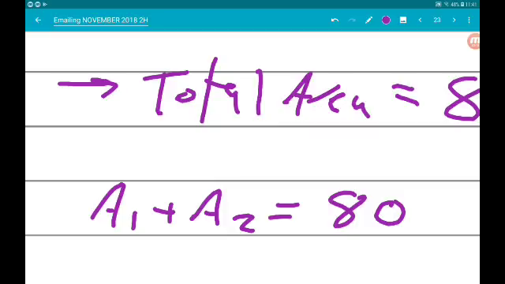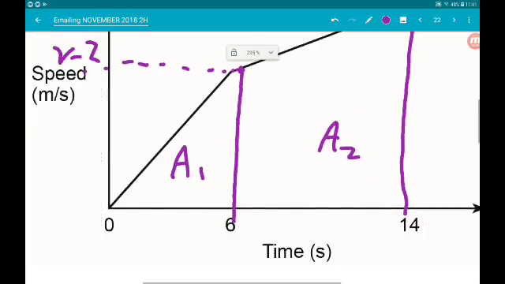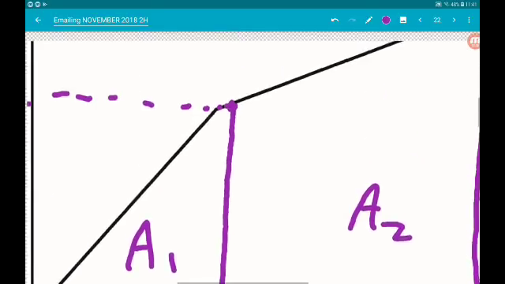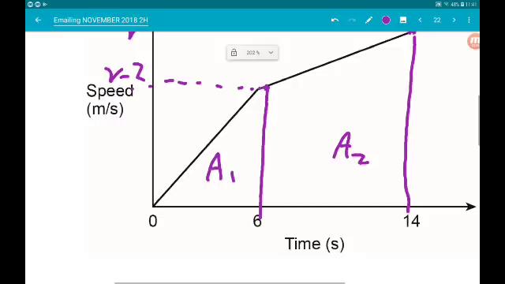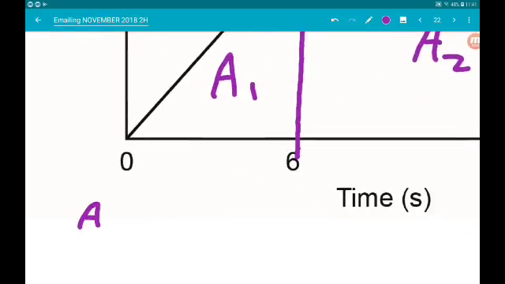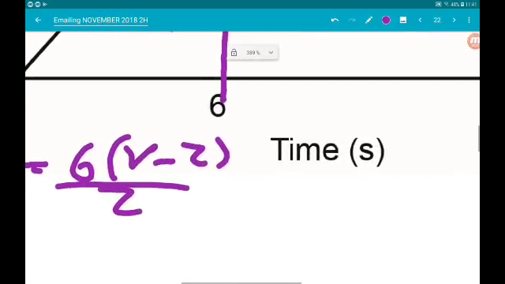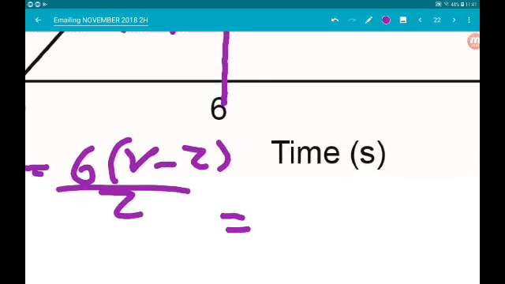So we now need to find these two areas in terms of v. So A1 is a triangle with a base of 6 and the height of v minus 2. So area of a triangle is base times height divided by 2, so that's 6 times v minus 2 all over 2, which is, 6 over 2 cancels to 3, so we get 3v minus 6.